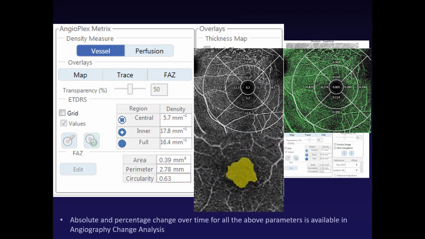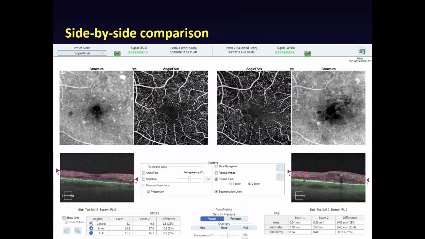Now with these numbers, we can then follow these eyes longitudinally to assess for any changes, whether it's improvement or deterioration. So as shown here, we have two visits of that same eye side by side. We can assess the image both of the OCT angiography as well as a structural image in terms of the swelling, as well as the Angioplex metrics down at the bottom.